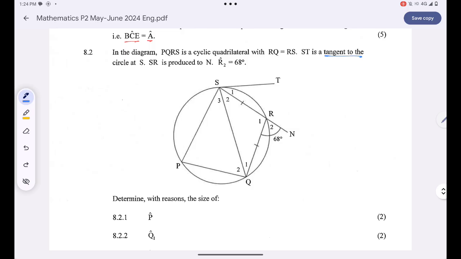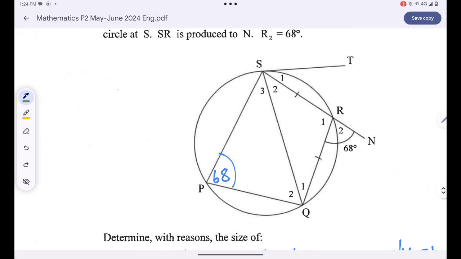Firstly, they say to us, determine with reasons the size of angle P. I know that P is equal to angle R2, which is 68 degrees. Why? Because R2 is an exterior angle of cyclic quad PQRS. Now over here I have 68 degrees, and then they want us to find Q1.